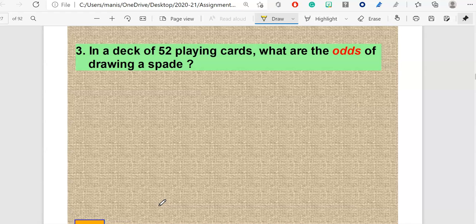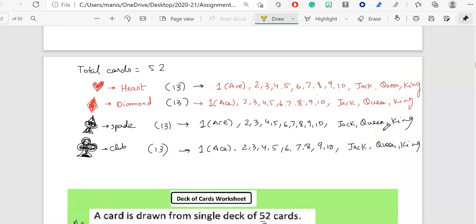In a deck of 52 playing cards, what are the odds of drawing a spade? If you remember, we learned in the previous section about the cards. The total number of cards is 52, and there are 13 spades. Just keep in mind this information. If we are working on odds, the number of favorable events will be 13, and the remaining will be 39. So your answer should be 13:39.